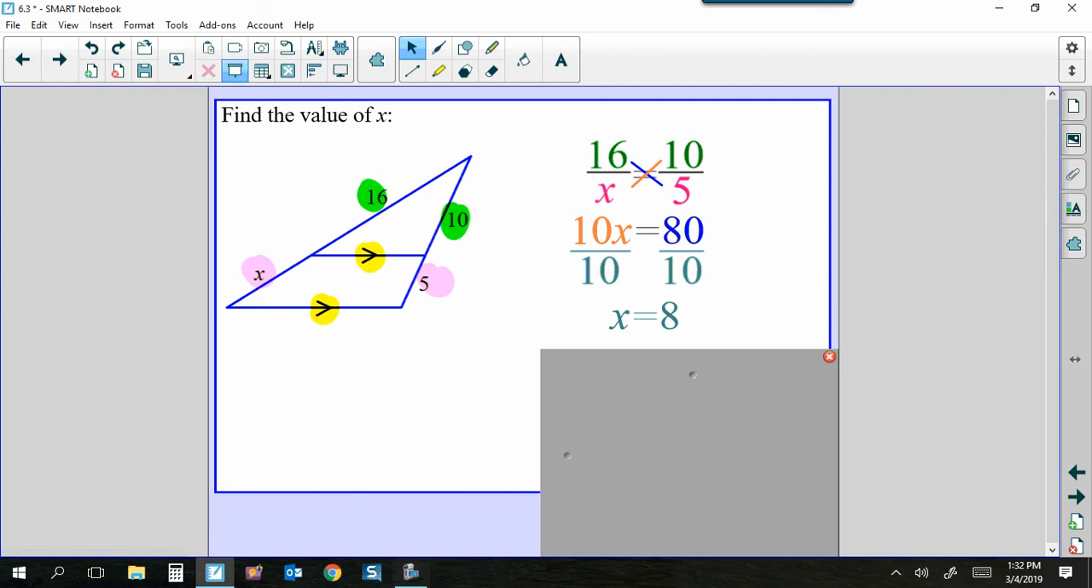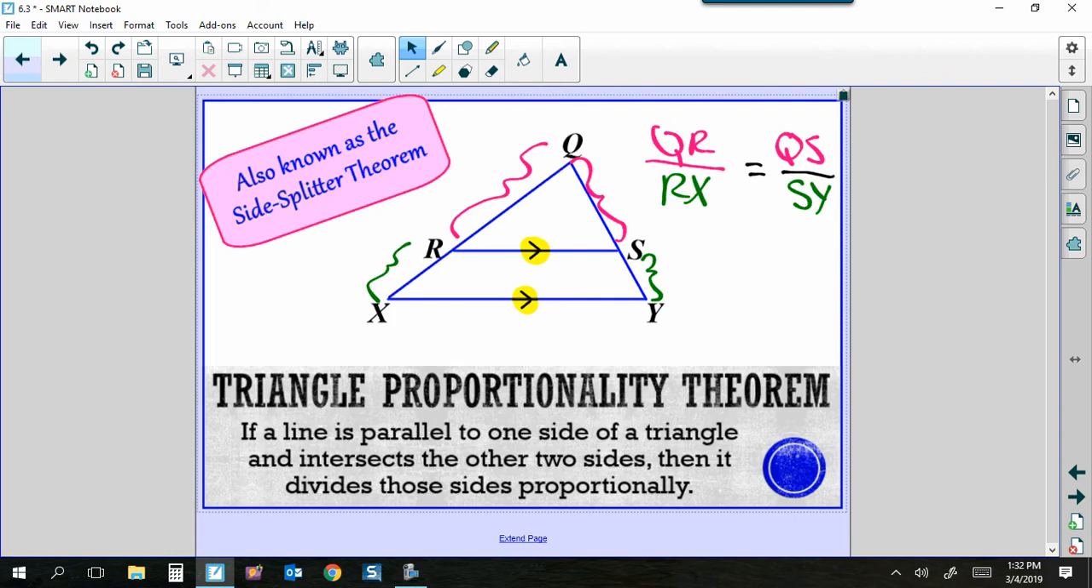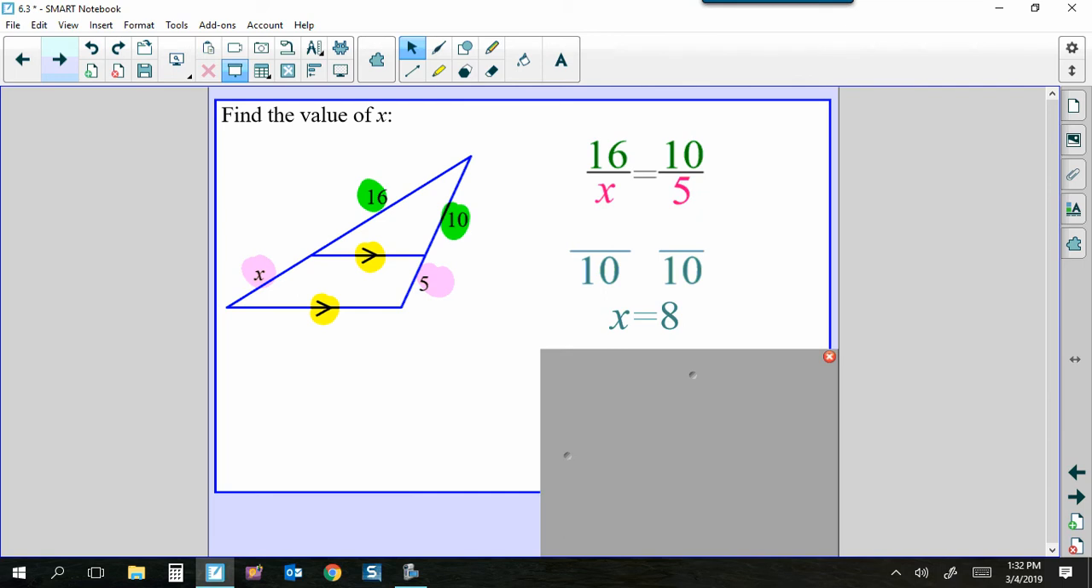Okay, so that's about it for the triangle proportionality theorem. This is also known as the side splitter theorem, which is a nickname that is very commonly used, which should make sense because you're splitting two sides of a triangle proportionally. So side splitter theorem and triangle proportionality theorem are used interchangeably. All right, the next thing we're going to look at is the angle bisector theorem.